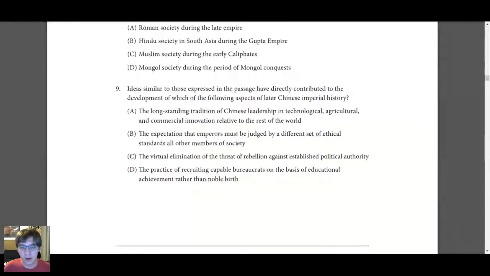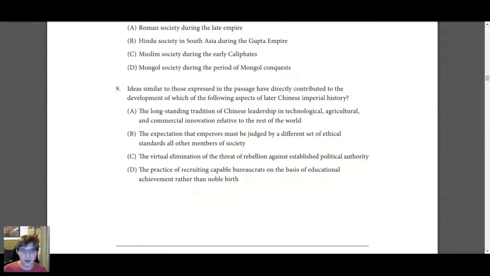See, Alvaro, if you didn't read the last answer, it's important to read all of the answers because D is the best answer. And it states that the ruler has to keep up with society. It has the same expectations. They're judged by the same standards everyone else is. They're people too. And so the only other really Confucianist idea was D, capable bureaucrats on the basis of educational achievement. So with B, it just doesn't fit. It's the opposite of what they say. So the capable bureaucrats one.